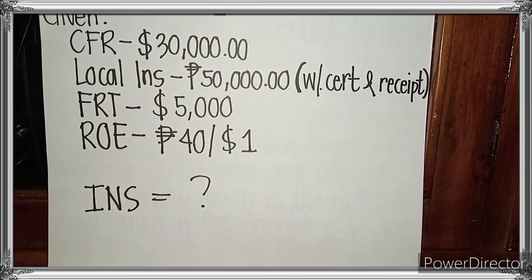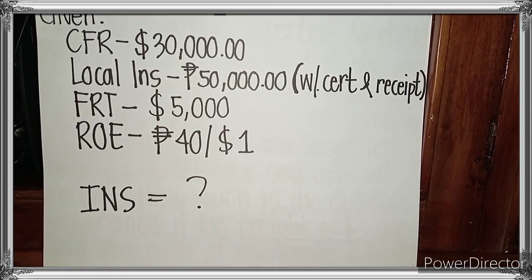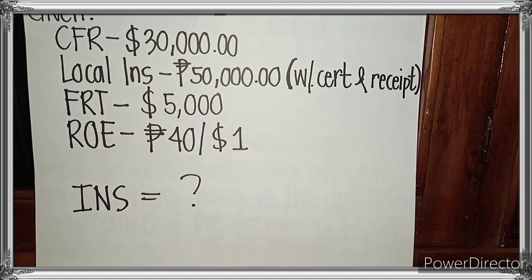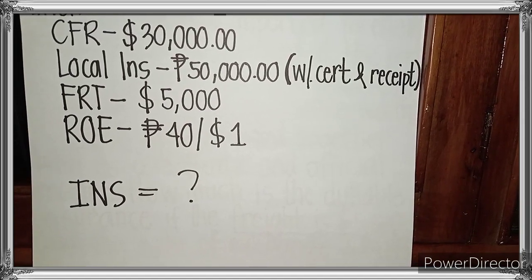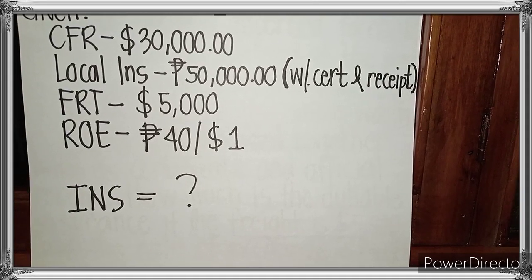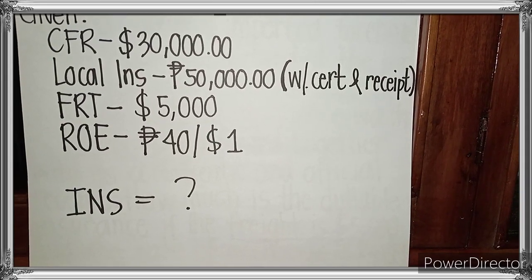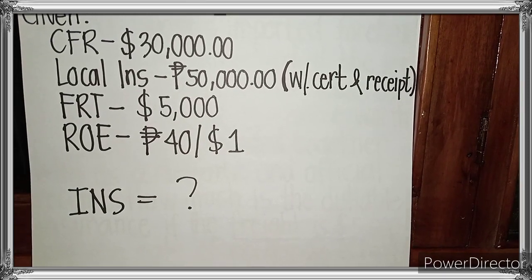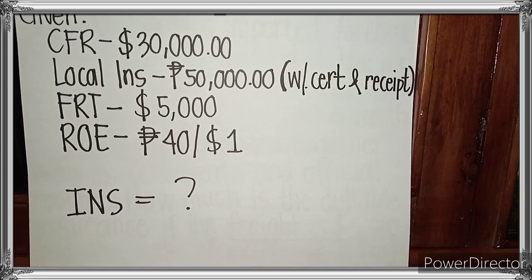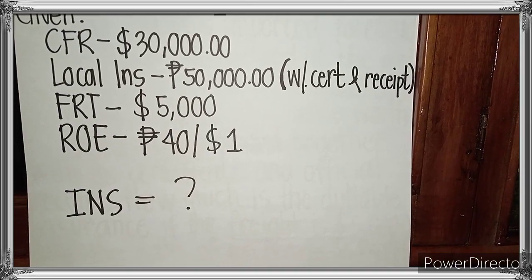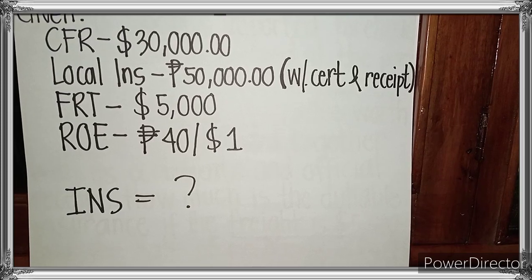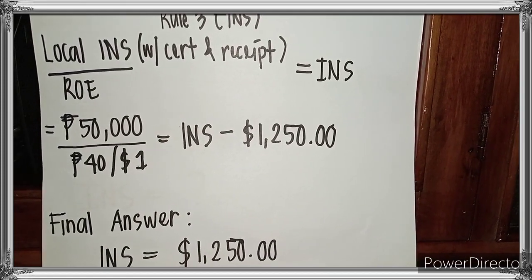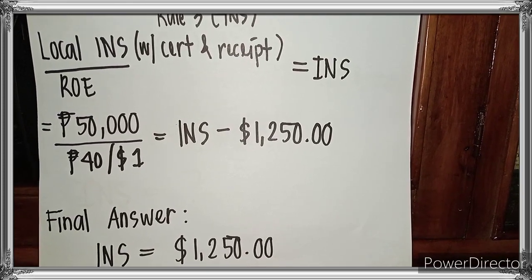Take note of the given. We have here a CFR value of $30,000, a local insurance of 50,000 pesos with certificate and receipt, freight of $5,000, and a rate of exchange of 40 pesos per $1. The unknown in the problem is the insurance. In order to find the insurance, we will need to apply Rule 3 of insurance.